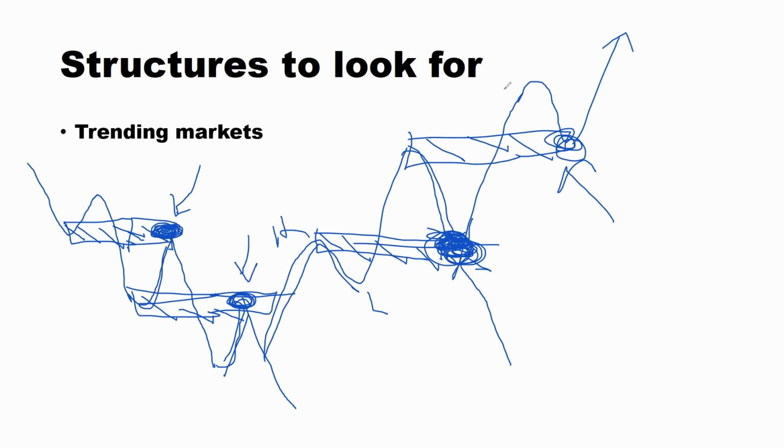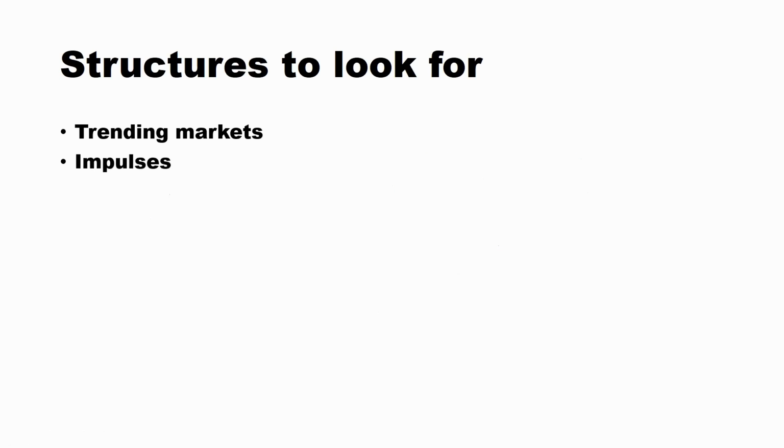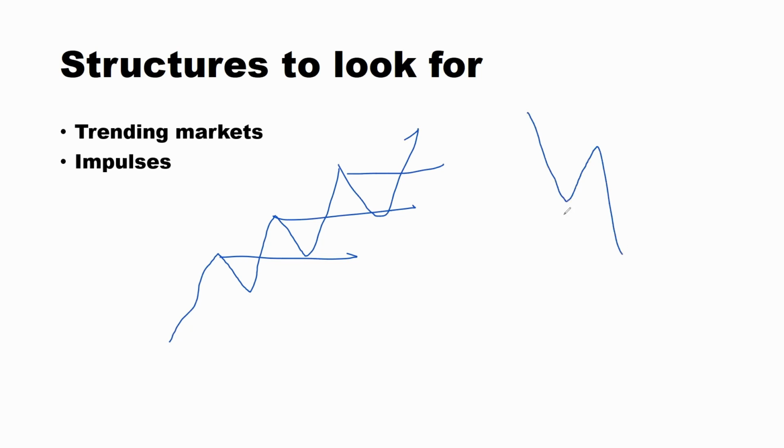Now, that's about the trending market. The second thing we're going to be looking at are impulses. You can call them impulses or aggressive markets or aggressive movements in the market. Remember, we have said in trending markets, the market is breaking while retesting, breaking while retesting, right? Or when it's going down, it breaks, retests, breaks, retests.